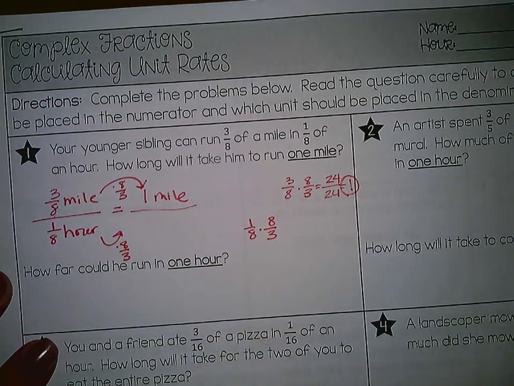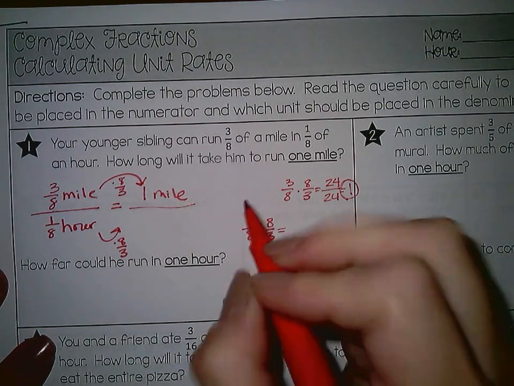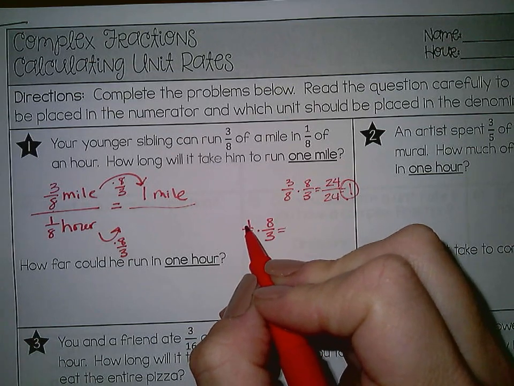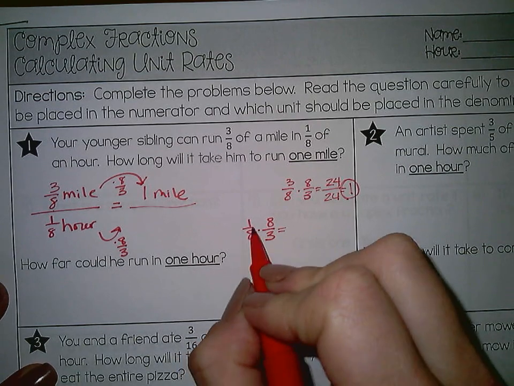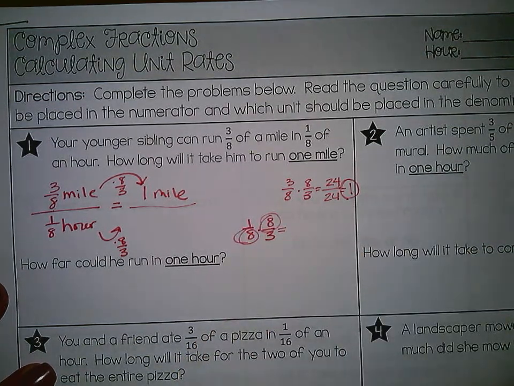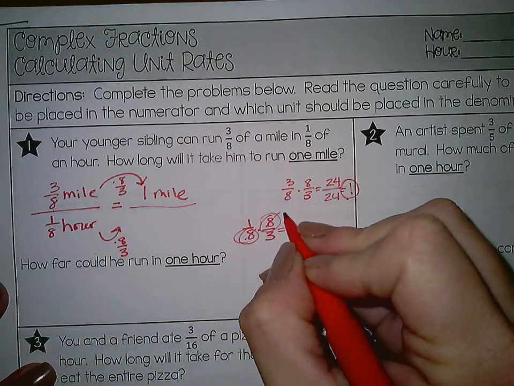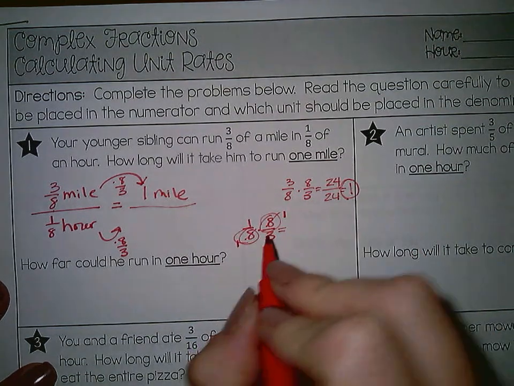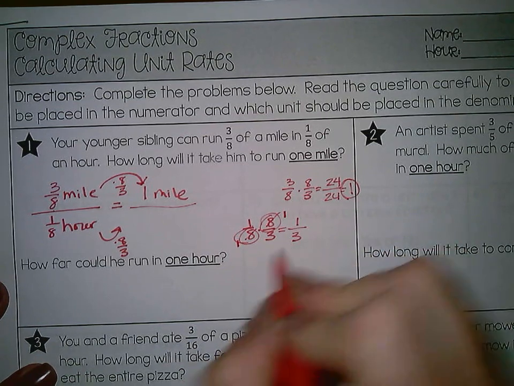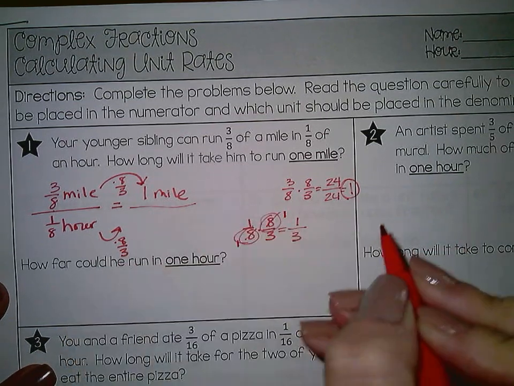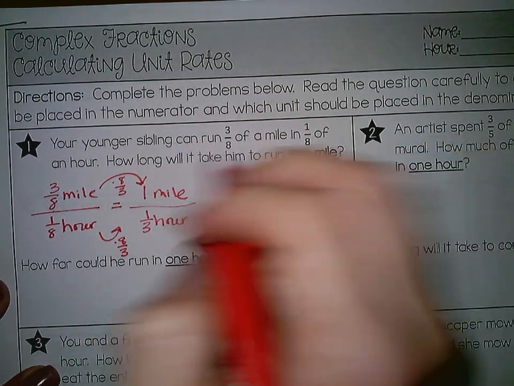If you remember from the last video, before you start multiplying straight across, always look to see if your diagonal numbers have a greatest common factor other than 1. Well, 1 and 3 do not have any greatest common factors other than 1. However, if you look diagonally, your 8 and your 8 do have a greatest common factor, and both of those can be divided by 8. So when you divide both of those by 8, you're going to get 1 and 1. And so now 1 times 1 gives you 1, and 1 times 3 gives you 3. And so now I know that he can run 1 mile in 1/3 of an hour.